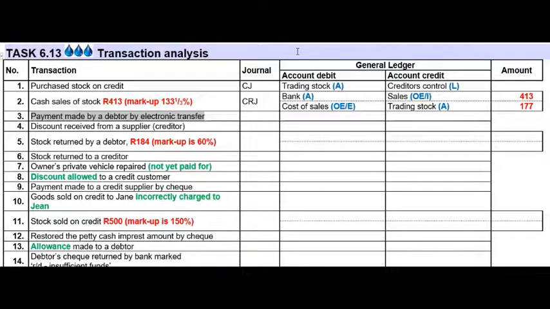Then the next transaction said payment made by a debtor by electronic transfer. So a debtor owed us money, and if they pay us, it will go to the CRJ, our bank will increase, and the total amount that the debtor owes us will decrease on the credit side of debtors control.